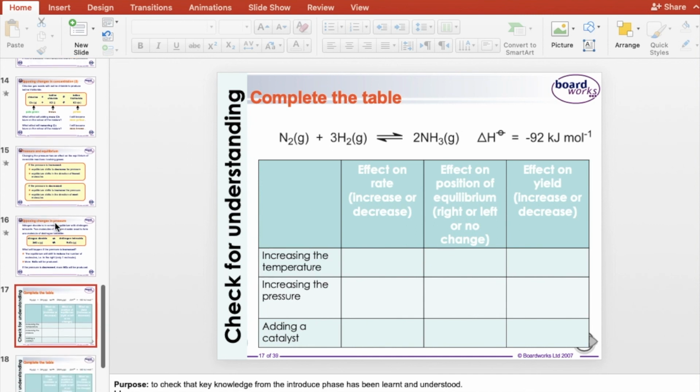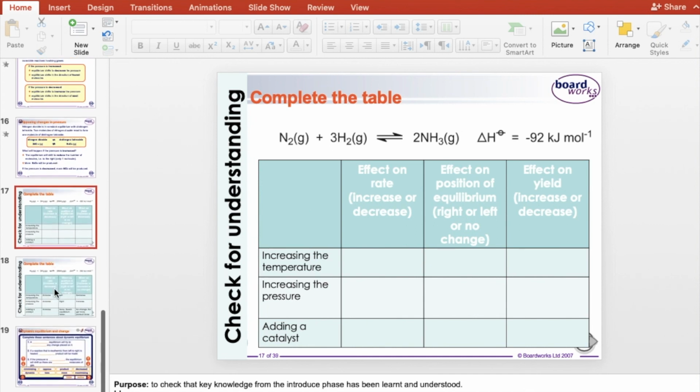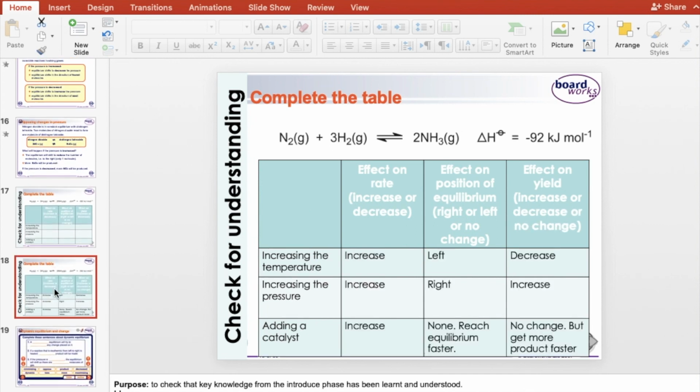Okay, and you can pause the video to work on this one and then compare your answers with the table.